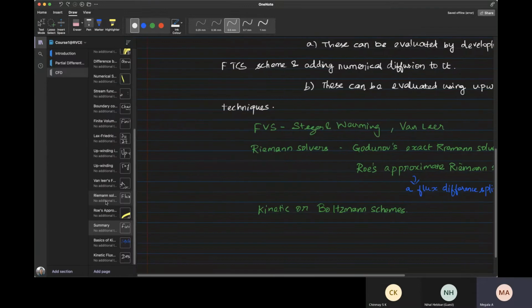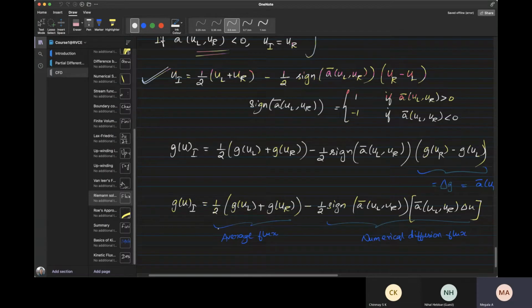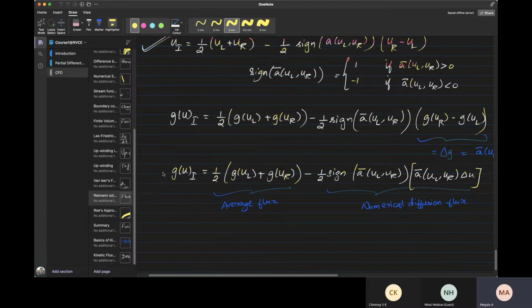I'll show you why we call it a flux difference splitting method. These are the expressions for interface fluxes. This is essentially the expression for the value of flux at the interface. This is the average flux, and this part is the numerical diffusion flux. Here, if you notice, we have a flux difference. This is a difference in flux between the right and left values about the interface. You take a difference of those and you keep it here. So that is essentially what comes up in the numerical diffusion flux.